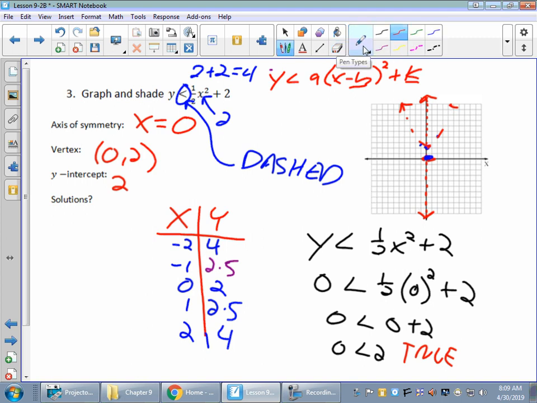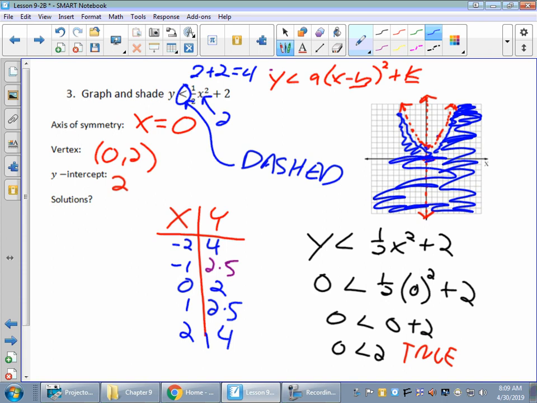I'll just kind of do that one. So it should be a dashed line. And then we're going to shade everything on the 0, 0 side. And I'm actually not going to touch the line here because it's not or equal to. So I'm going to get as close as I can without touching it. But all this stuff here should be shaded.